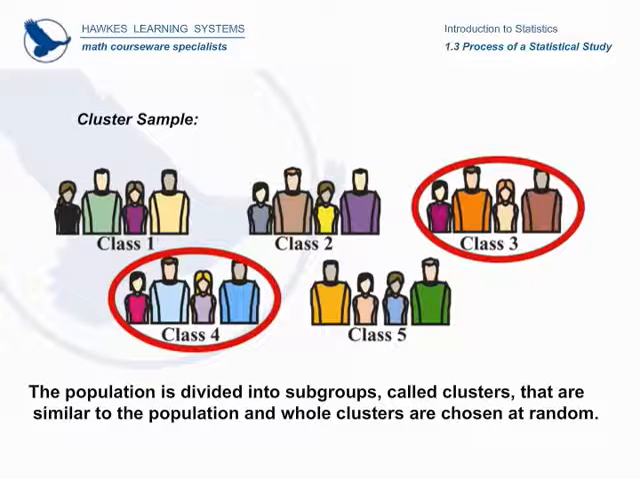Next, we have cluster samples, and that's where the population is divided into subgroups, but those subgroups are called clusters. And those clusters are similar to the population, and whole clusters are chosen at random. So in this example, we have class 1, class 2, class 3, class 4, and class 5. And we select as a sample an entire class. And so that would be a cluster.